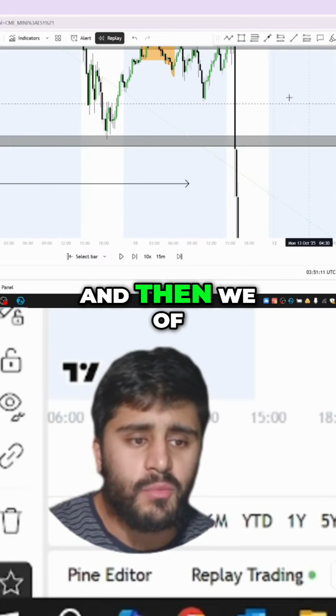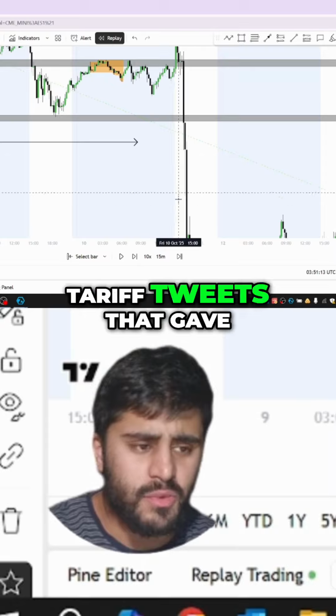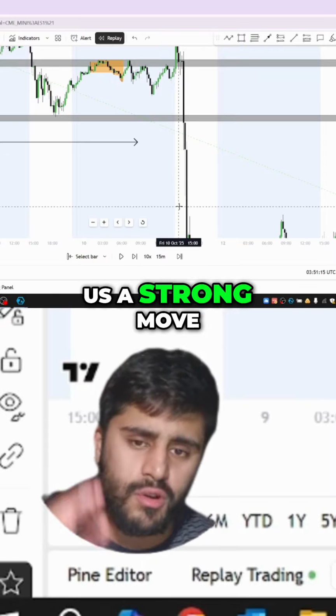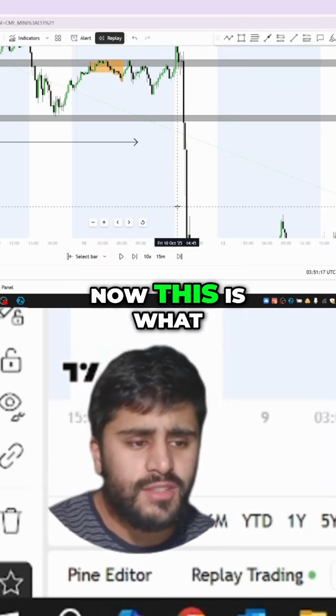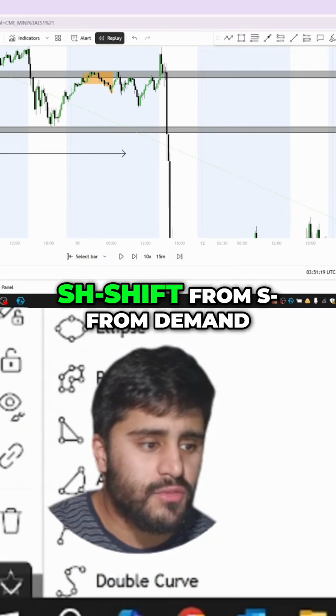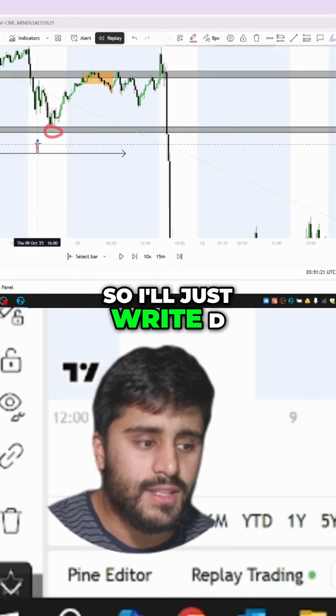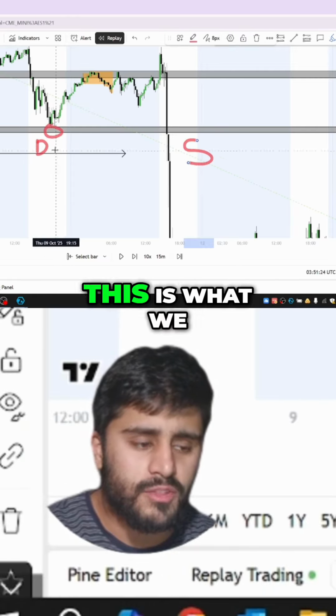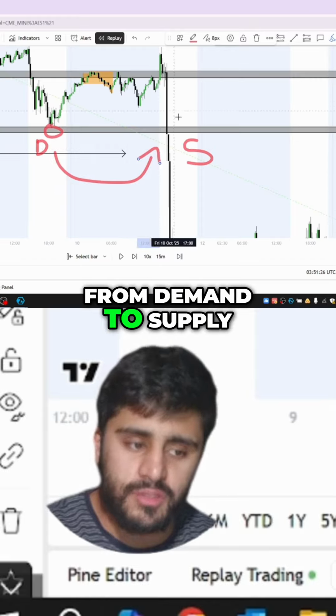Holding as demand. And then we, of course, had the Trump tariff tweets that gave us a strong move to the downside. Now, this is what we call a simple shift from demand, so I'll just write D to supply. This is what we call a flip zone from demand to supply.